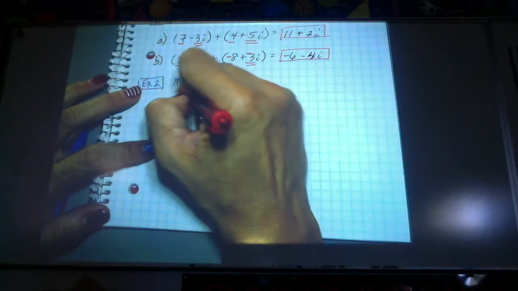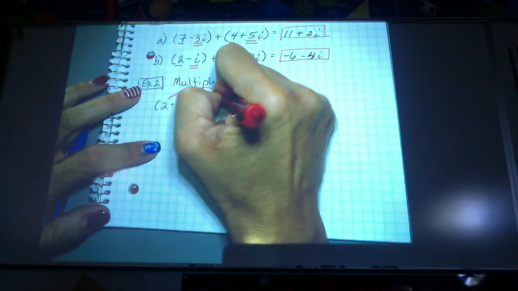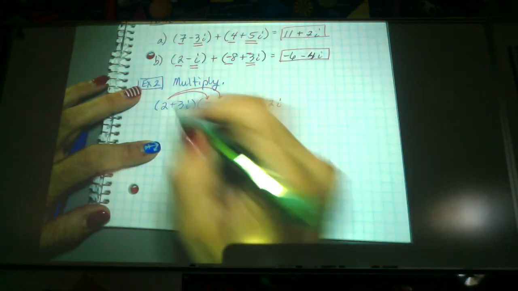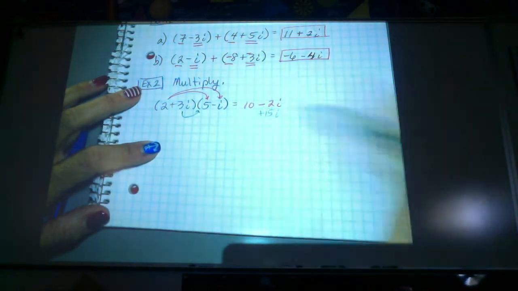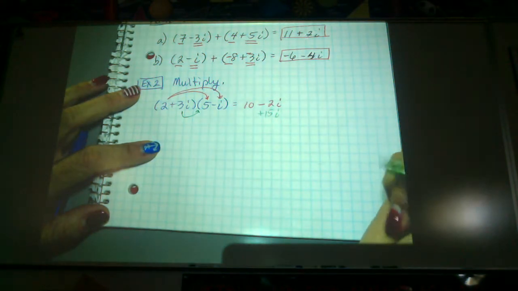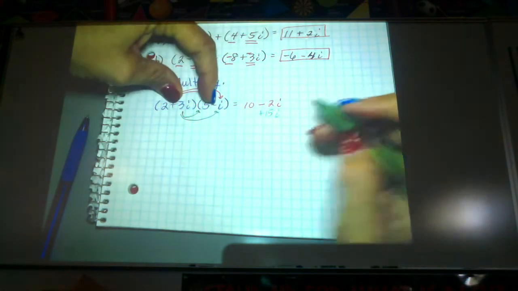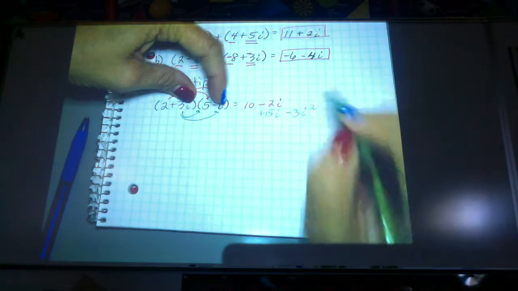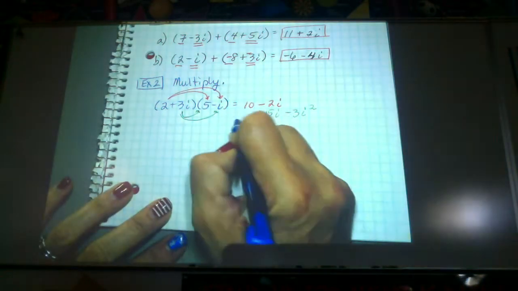So if I multiply 2 times 5, that's 10. 2 times negative i, negative 2i. 3 times 5, positive 15i, and you will see me line things up where they're like terms. And then 3 times a negative 1 gives me a negative 3i times i is i squared. You'll get to the point where you'll skip some of these steps I'm going to put in here, but because it's your notes, we're not going to skip them.